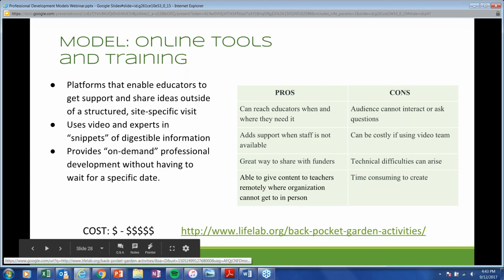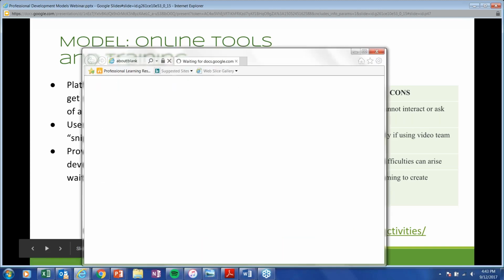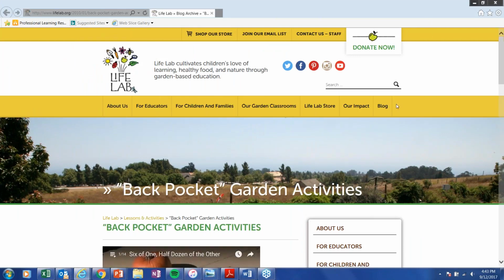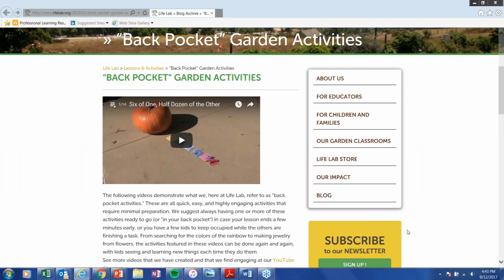I do want to show LifeLab, and then I'll show something we use as well that we're launching. But LifeLab also has all of these snippets. And Whitney, do you want to say what these back pocket garden activities are? Or I will. They're pretty straightforward.